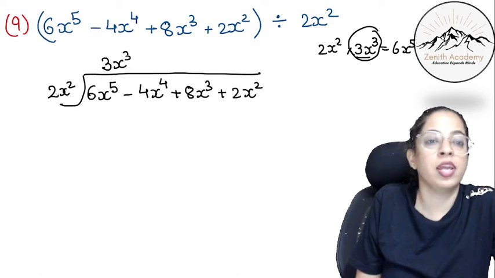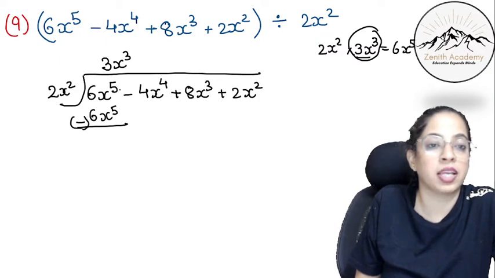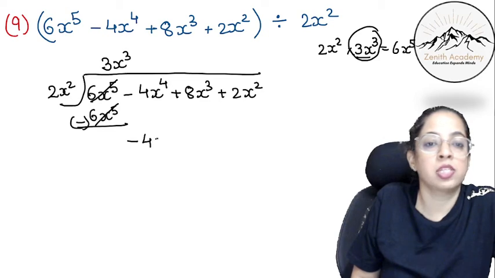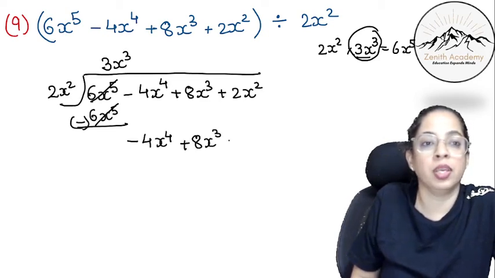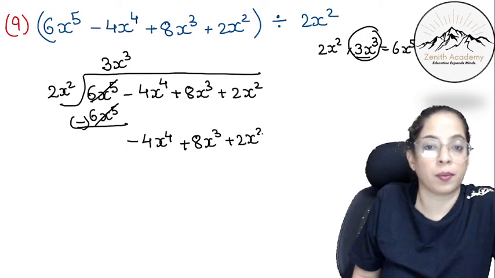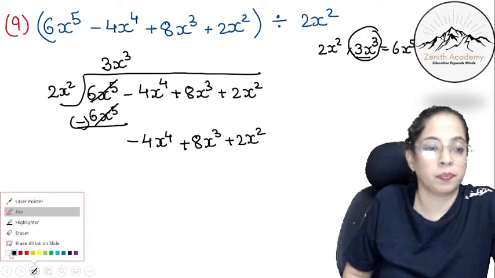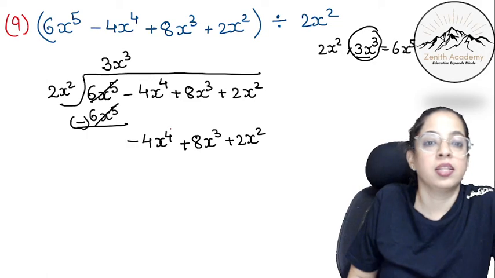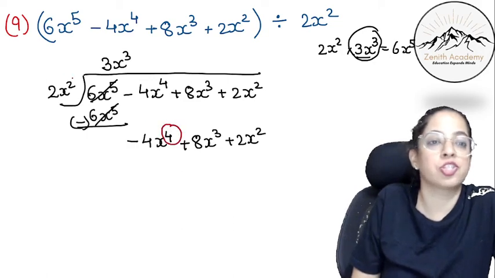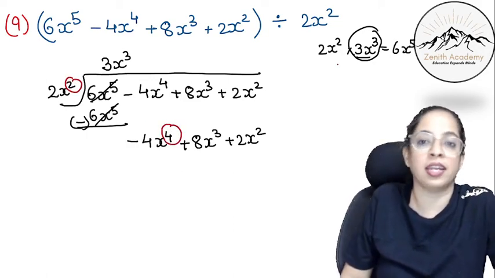So 2x square into 3x cube is 6x raised to power 5. Since you are subtracting, put a negative sign. This will get cancelled. Now copy this. Minus 4x raised to power 4 plus 8x raised to power 3 plus 2x square. Okay. Now see here, this is x raised to power 4 and this is 2. So this is smaller, so we can divide.